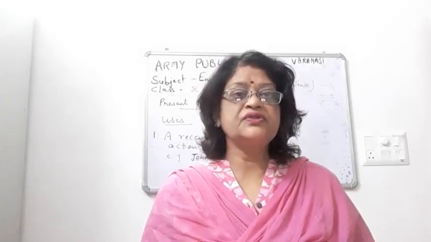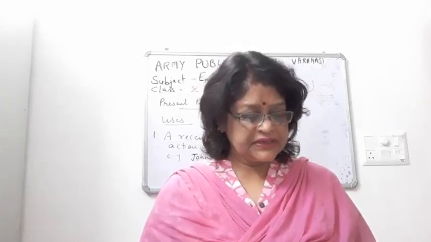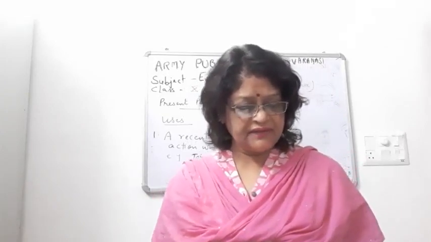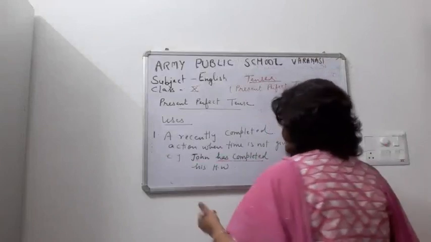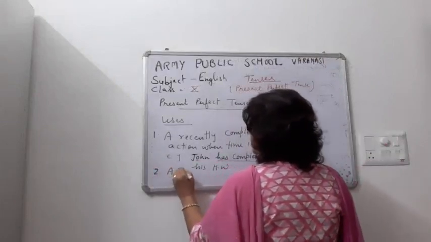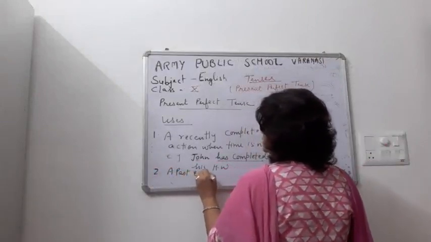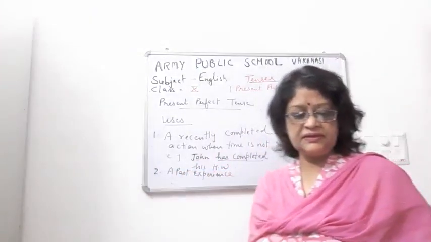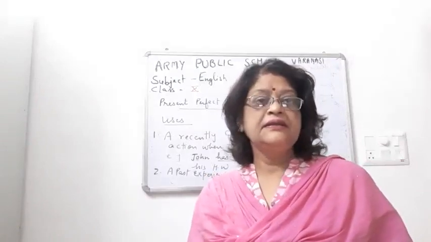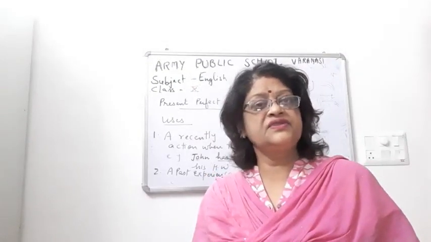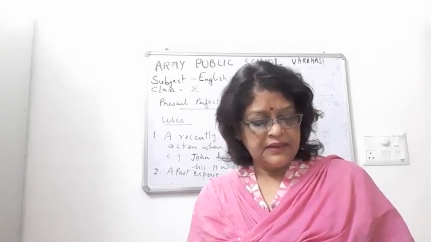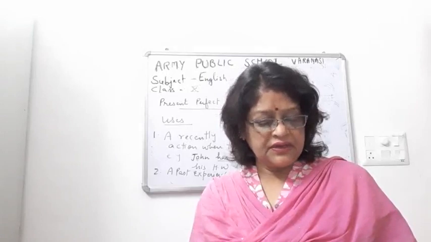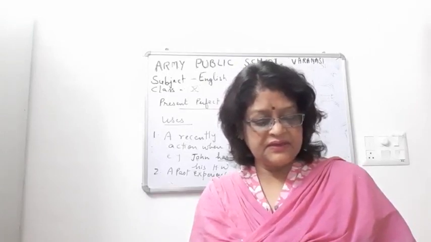Then children, a past experience. Present perfect tense is also used when a past experience is there, especially with once, twice, before and ever. A past experience, like I have seen the Taj, I have seen the Qutub Minar. Have you ever visited Lucknow? So if ever is there, or if once is there, then we can use it.